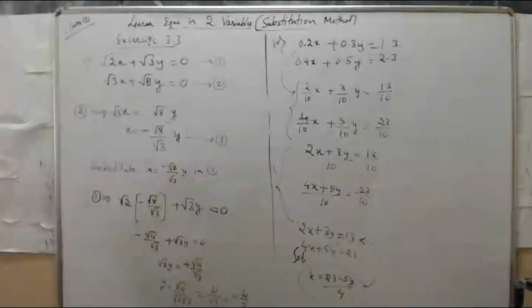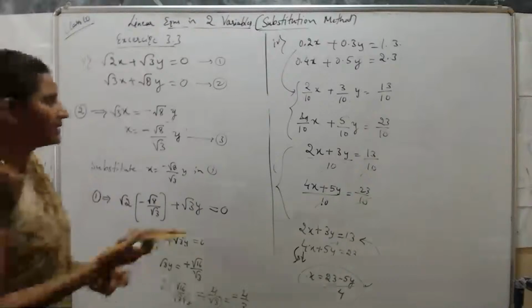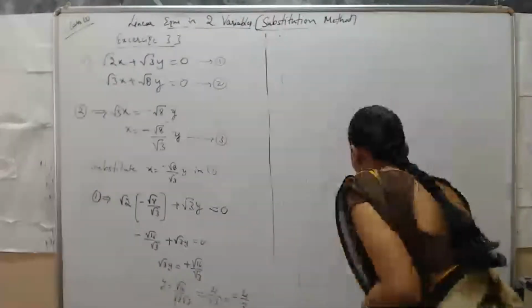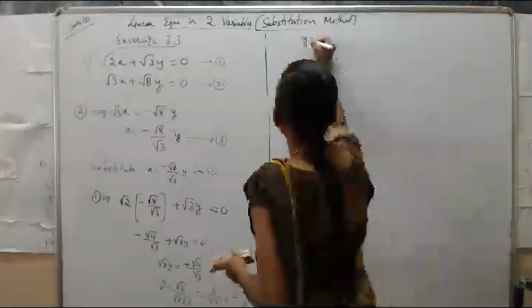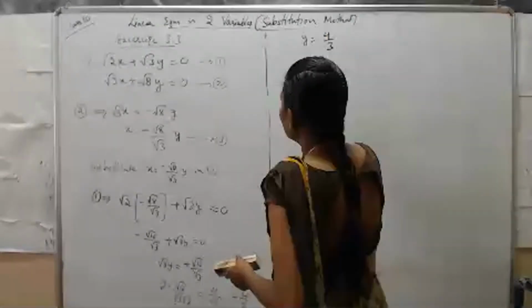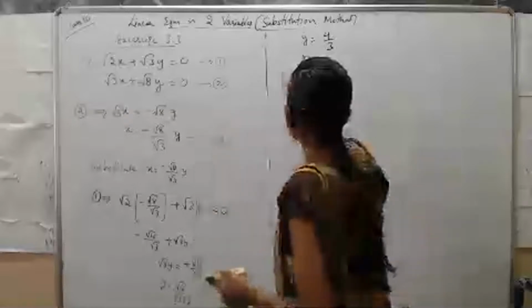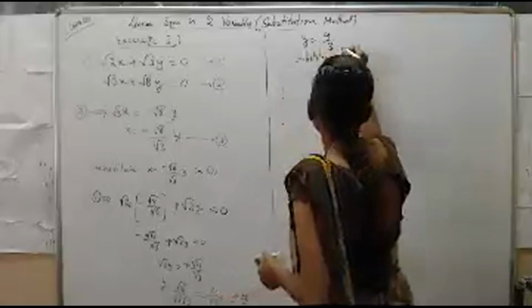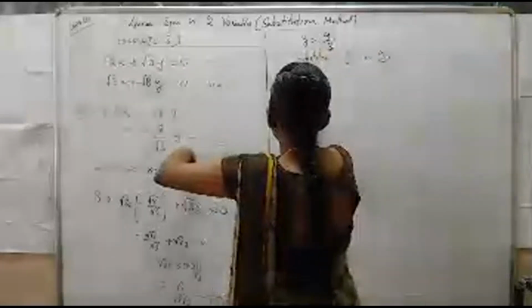Is this visible? So this is the y value. y is equal to 4 by 3. What is the y value? y is equal to 4 by 3. So substitute this y in equation 3. Substitute y in equation 3. What is equation 3?